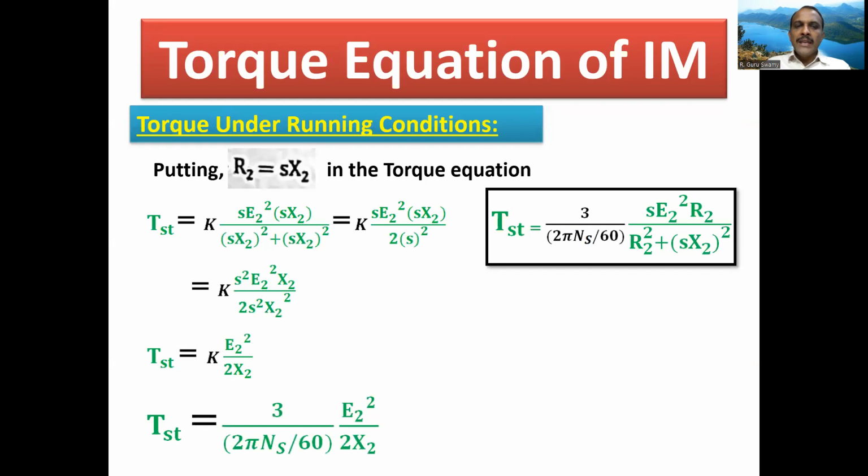So now whenever I keep R2 equal to SX2 in all my equations, R2 has to be replaced by SX2. So you are going to get this equation, and here you can see (SX2) whole square. This is the finalized equation which I'm going to get. You can cancel off X2 and S square. So torque is equal to K into E2 square divided by 2 times X2. This is the maximum torque.